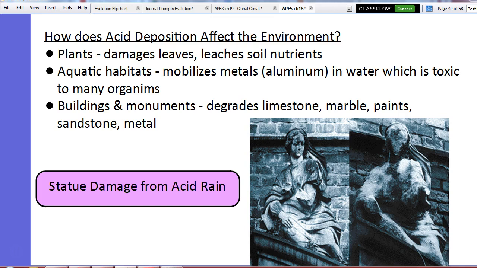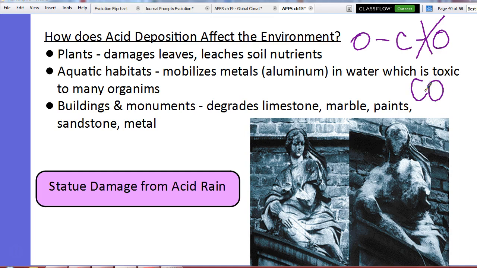In aquatic habitats, it mobilizes metals. Okay, what does mobilize mean? Mobilize means it moves metals into the water stream, and it ends up becoming toxic to many organisms. Let me show you an example. If I have carbon dioxide, CO2, and all of a sudden a pollutant comes along and kicks off an oxygen, now I have CO, which is carbon monoxide. It's going to be a lot more hazardous.